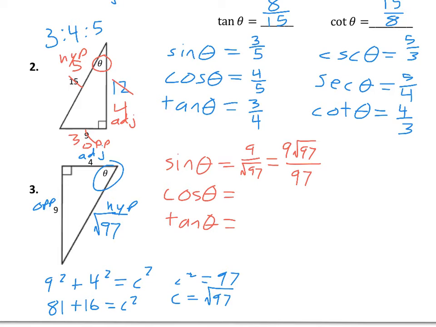Alright, so for cosine, same thing. This is 4 over radical 97, but we're not allowed to leave a radical on the bottom, so we multiply the top by rad 97, and the same thing with the bottom. For tangent, tangent's opposite over adjacent, so that one doesn't need us to rationalize the denominator.